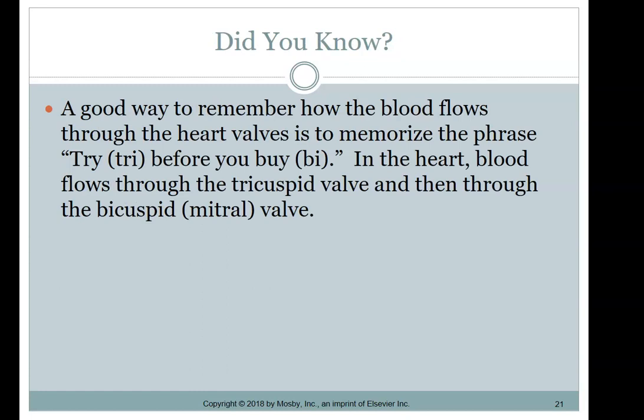Did you know a good way to remember how the blood flows through the heart valves is to memorize the phrase, try before you buy? In the heart, blood flows through the tricuspid valve, and then through the bicuspid, which is the mitral valve.